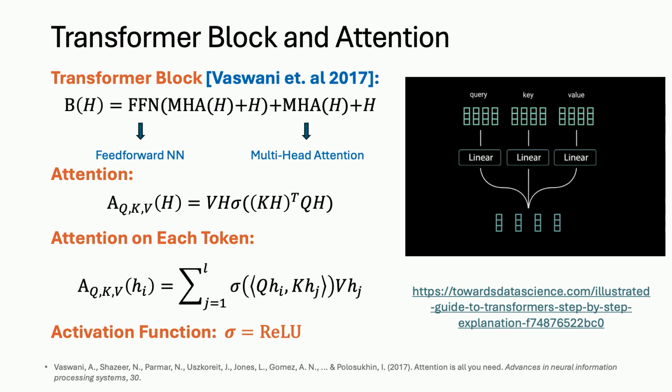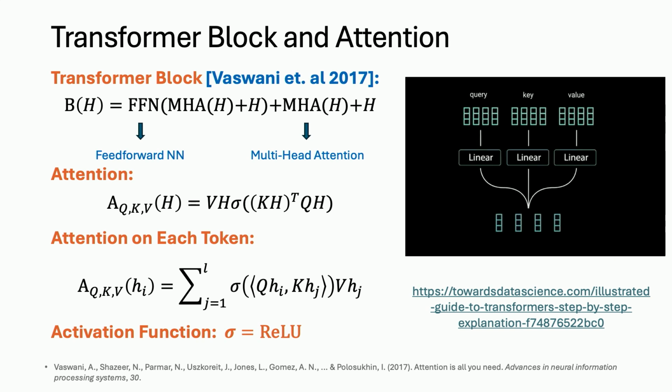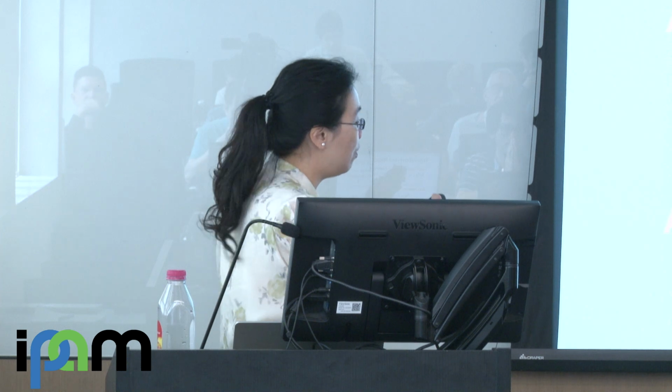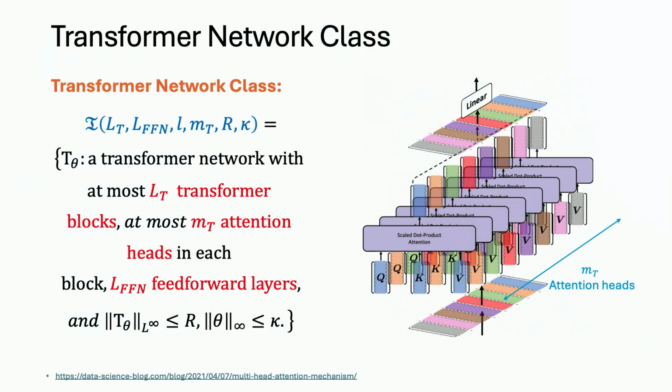Looking at this might be a little bit complicated, but if you look at the output for a specific token, if we use ReLU activation, the output is a linear combination of the values, weighted sum by the score. So this is really like a kernel mechanism such that a token will interact with all the other tokens. The interaction gives us a weight, and we are doing a weighted sum for the output. So using this mechanism, we are going to set up a transformer network architecture with some parameters.